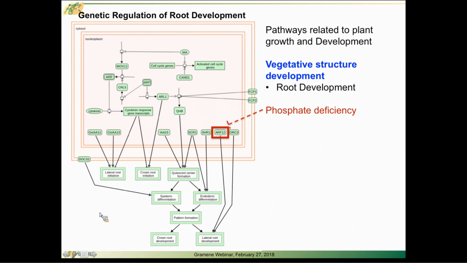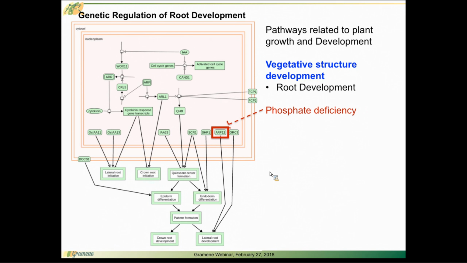Here's an example of genetic regulation of root development, vegetative structure development, a generic root development pathway, which is also affected, as it happens, by the deficiency of various minerals, such as phosphate deficiency, highlighting here the common transcription factor, ARF12, which plays an important role in responding to phosphate deficiency, as well as root development. So these pathways are interconnected because of these associations with environmental conditions.